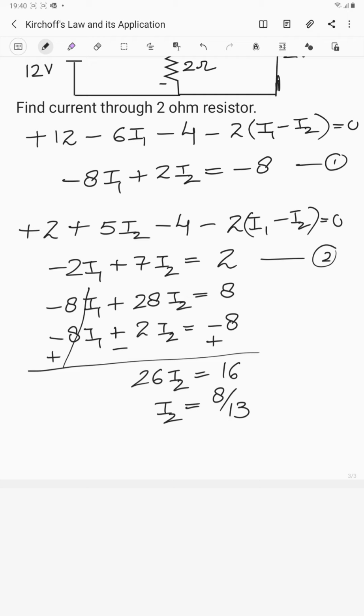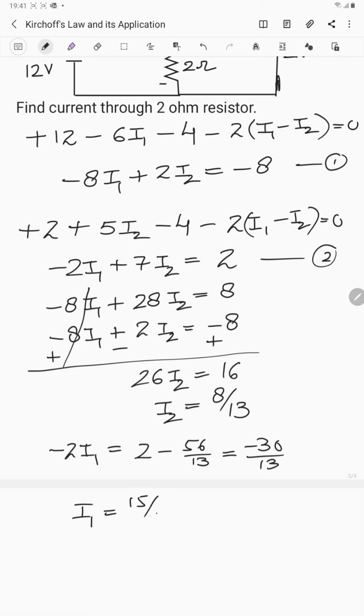So suppose minus 2 I1 will be what? 2 minus of 7 into I2. So it will be 56 by 13. So 13 to the 26 minus 30 by 13. So simply we can say I1 is 15 by 13 ampere and I2 is 8 by 13 ampere.